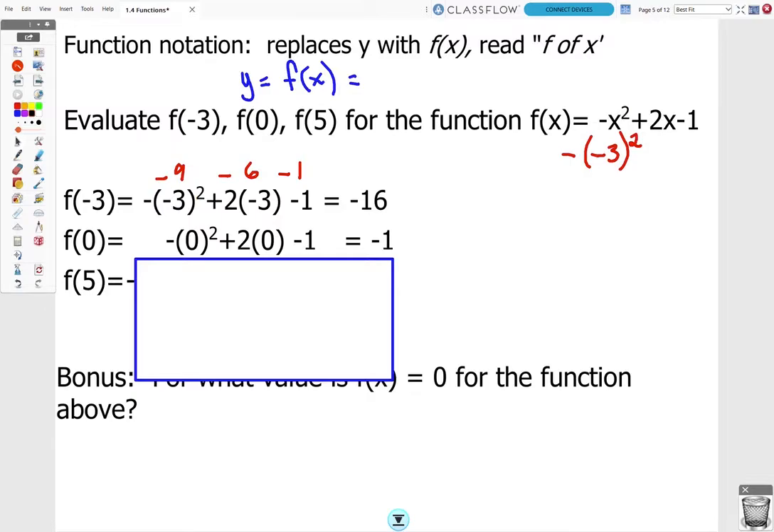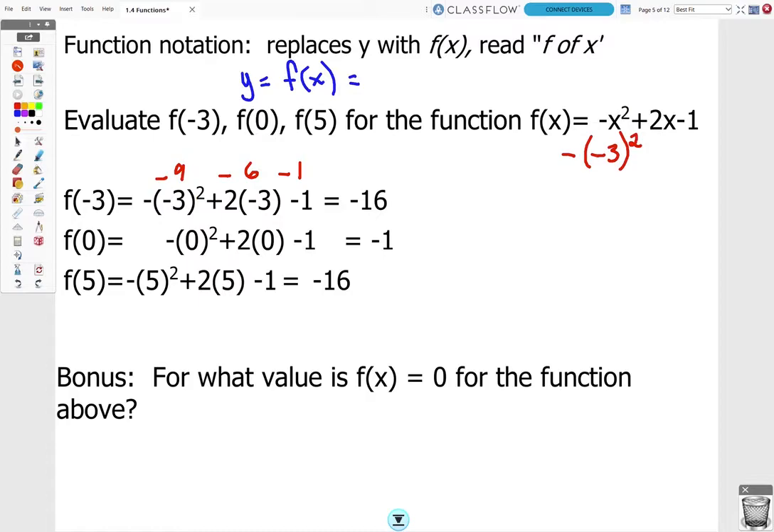Last one asks you for what is f of 5? Well, f of 5 means that x is now being replaced with a 5. Notice it does not take the place of the negative. The negative is still outside. I'm only replacing the x. So it becomes, in parentheses, negative on the outside, 5 squared, which is 25, and then make it negative, becomes -25. And then plus 2 times 5 becomes plus 10, and then -1. And this is equal to, in fact, -16.